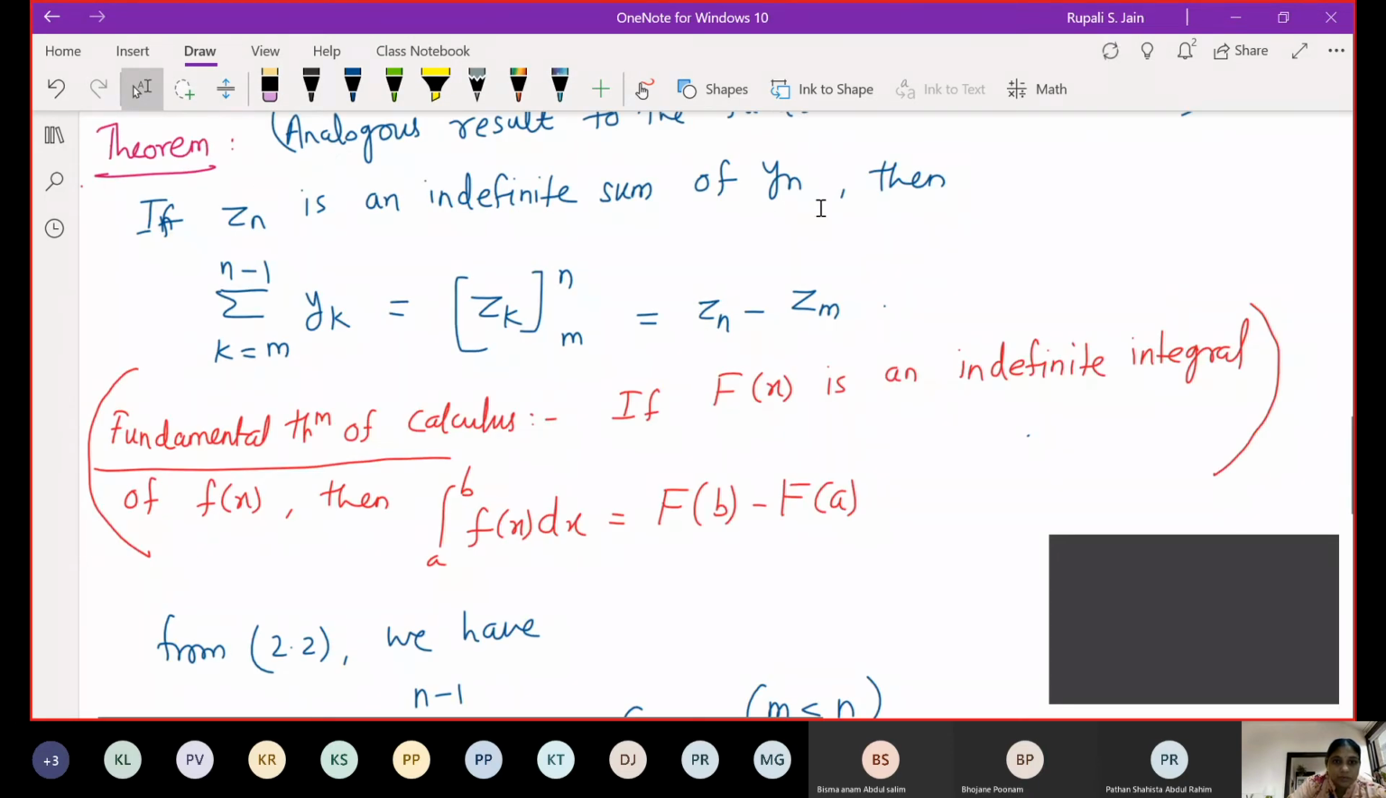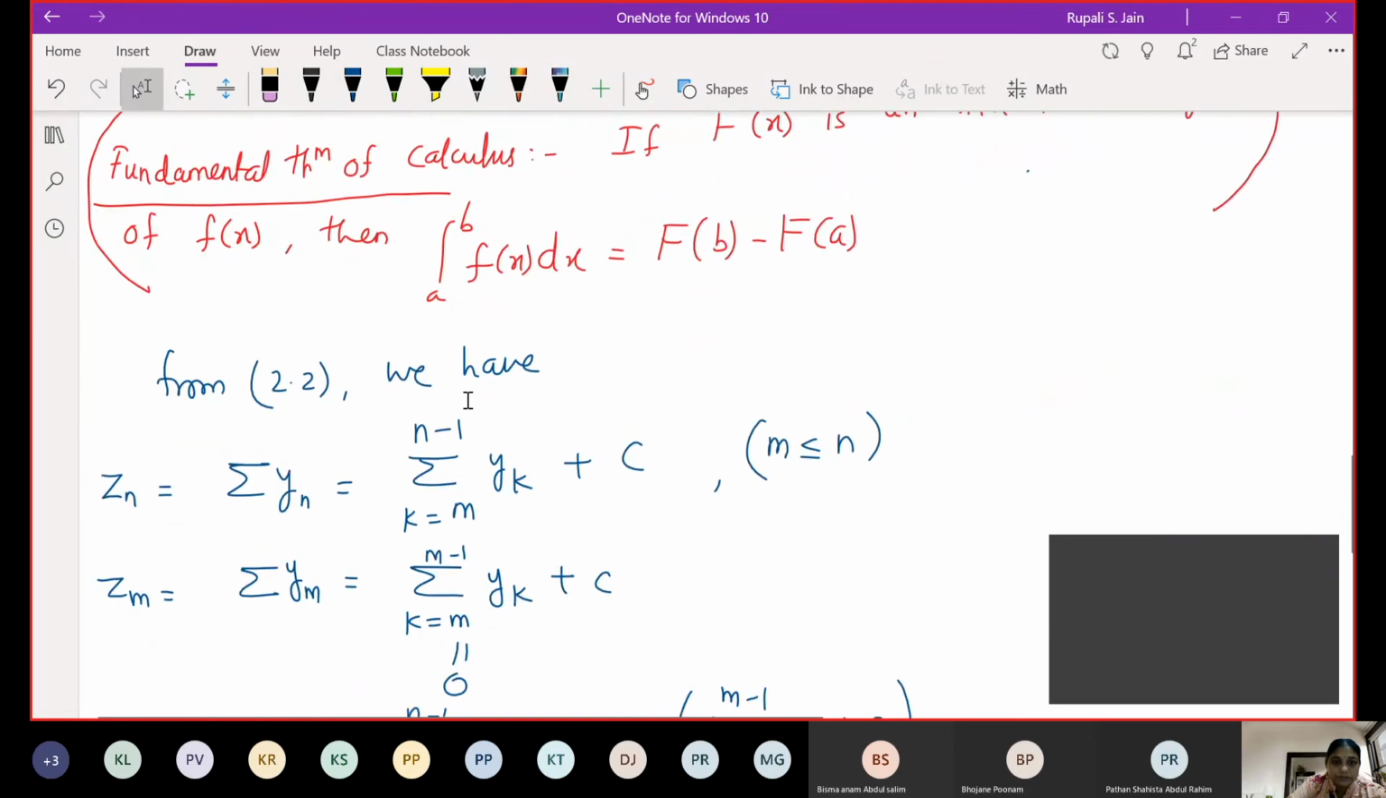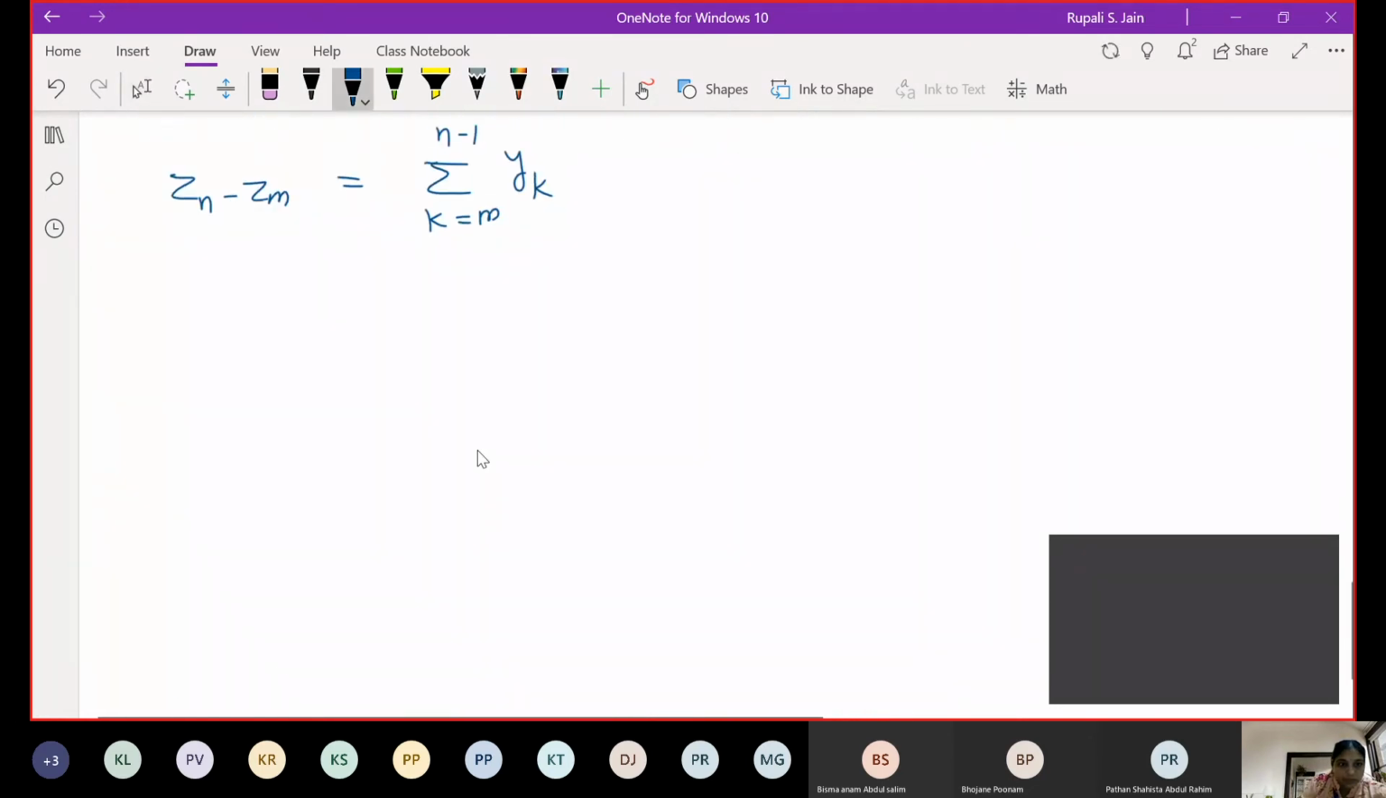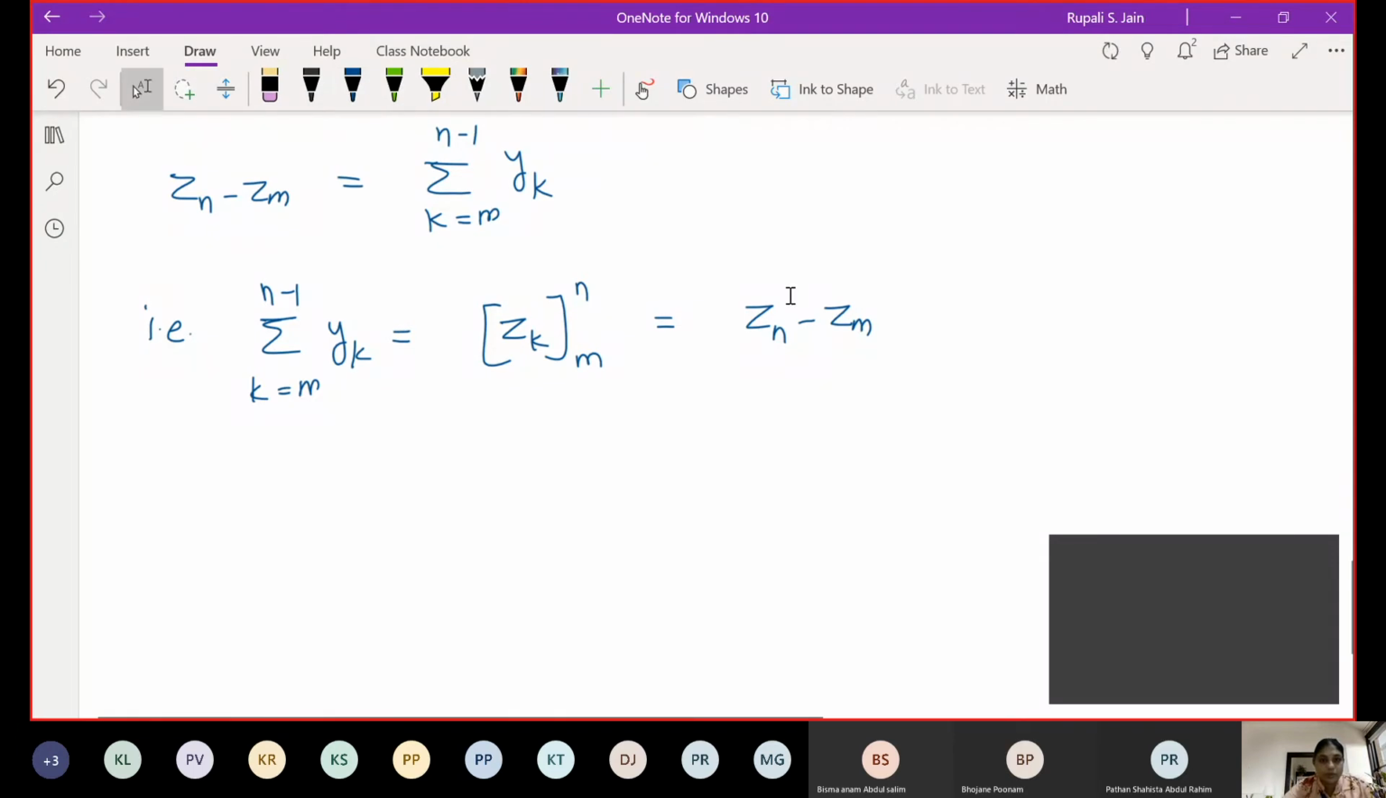If Zn is the indefinite sum of yn, then I want to show that summation k is equal to m to n minus 1 of yk can be written as Zn minus Zm. Is that okay? Zk running from m to n means Zn minus Zm. So it follows directly from 2.2.